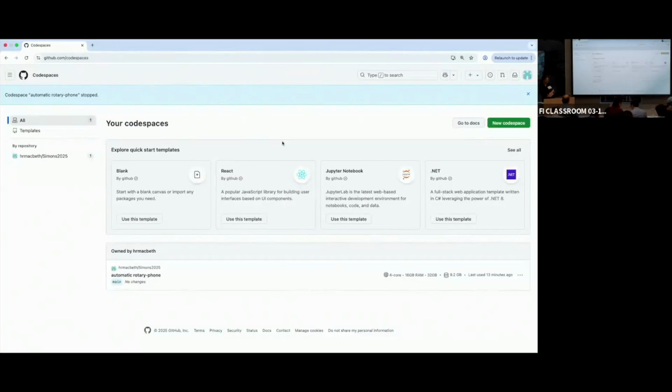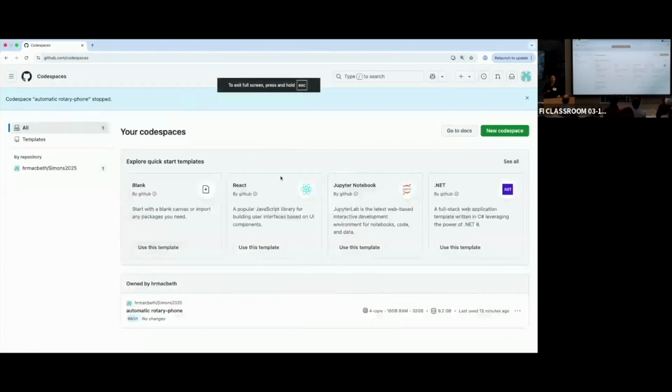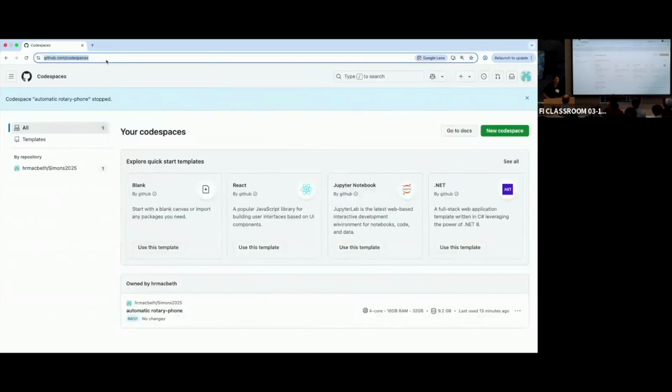Let's move on to Lean. Okay, so here I am where I finished yesterday. If you go to github.com/codespaces, and this is what you were using yesterday, you too can be where you were yesterday. For those of you who installed Lean on your computers, you can just open up Lean again.